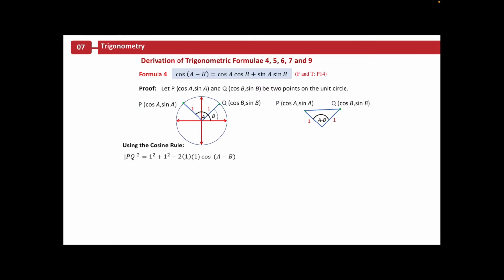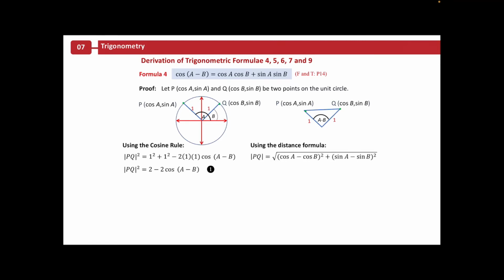Using the cosine rule, PQ squared equals 1 squared plus 1 squared minus 2 times 1 cos of your angle, which is the angle A minus the angle B. This gives us PQ squared equals 2 minus 2 cos A minus B. This gives us one formula for the distance PQ.